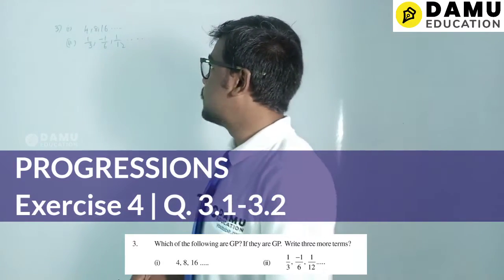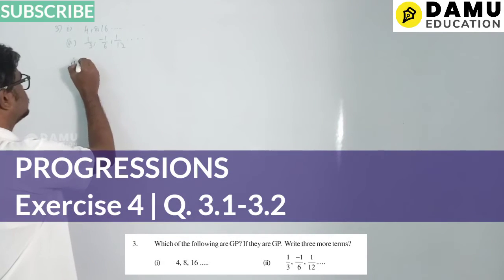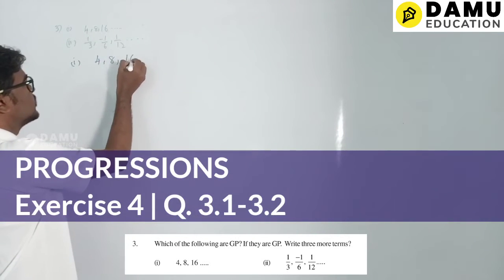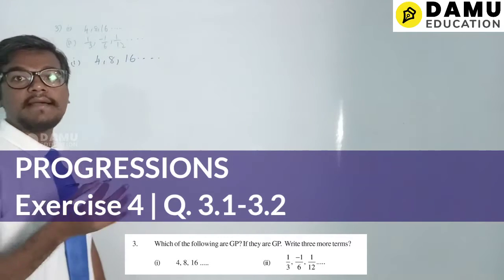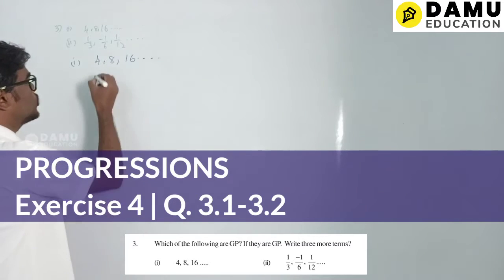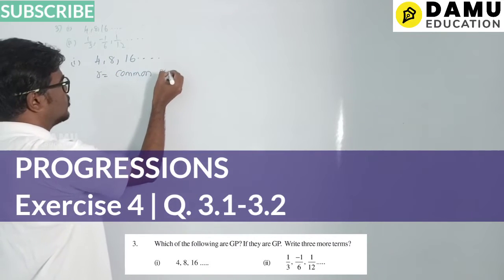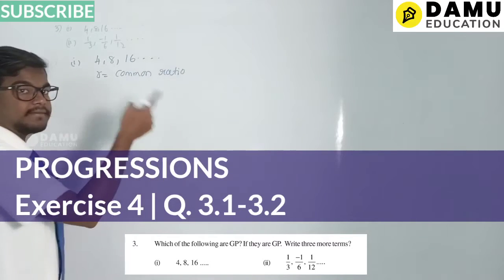So what is the first one? 4, 8, 16. So 4, 8, 16 is the first series, and so on. We have to calculate the common ratio. The common ratio is R, and we have to calculate R.